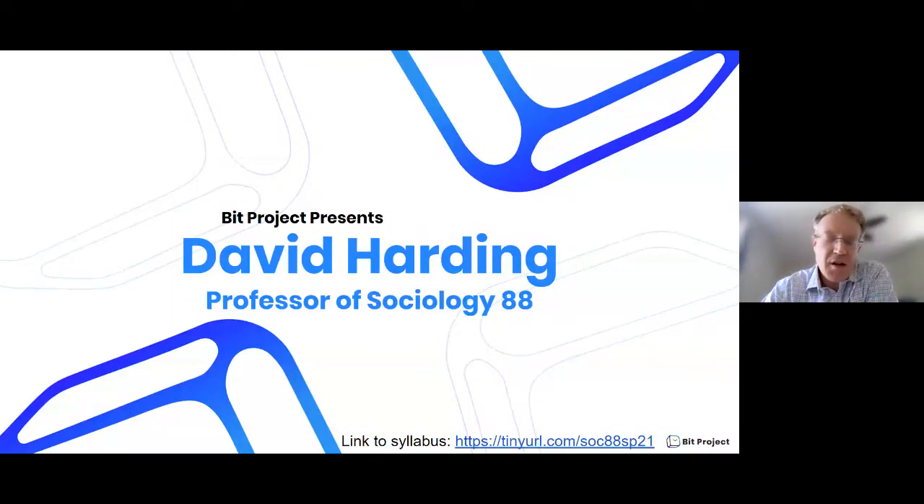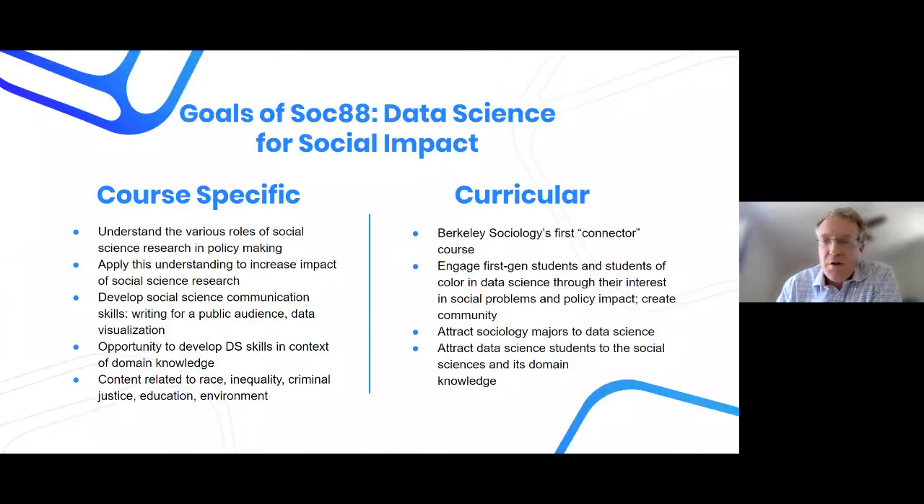So I'm going to tell everyone a little bit about this course, Sociology 88, which I piloted last semester at Berkeley in the sociology department. And the course is called Data Science for Social Impact. And so it's about combining sociology knowledge about public policy and the impact of research with practical skills to do that. So what are the goals of the course? There's some course-specific goals and some broader curricular goals.